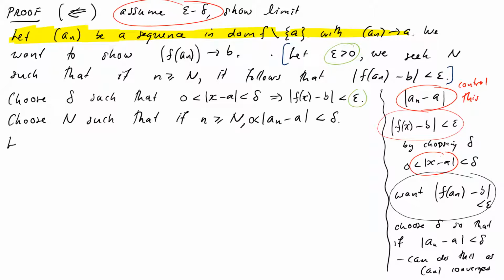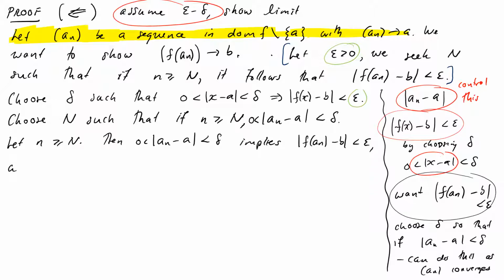So let n be greater than or equal to N. Then the absolute value of a_n minus a is less than delta, which implies that |f(a_n) minus b| is less than epsilon, as required.